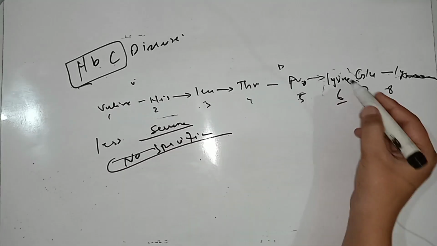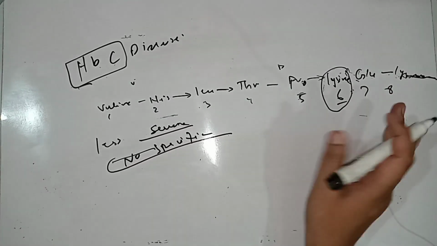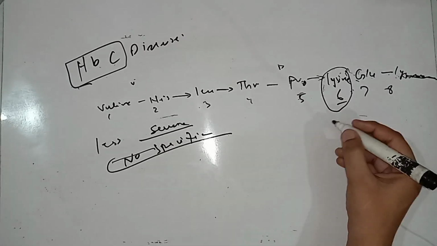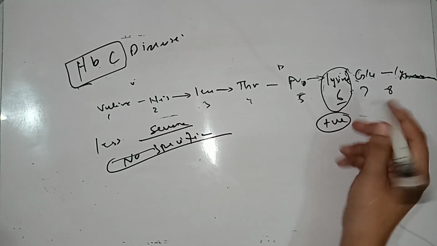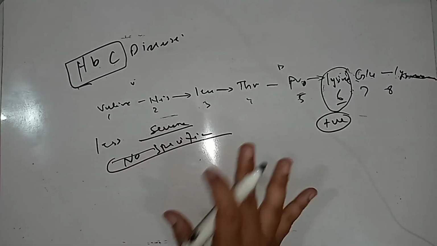However, when lysine is introduced here, its movement towards the anode is slower, because lysine is a basic amino acid which is already positively charged. So it further reduces the negative charge of HbC, and its movement towards the positive electrode in electrophoresis will be slower.